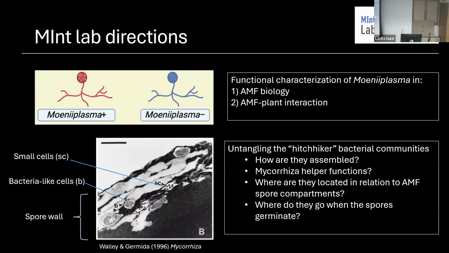I may have missed this, but is the population of bacteria in the AMF spores the same as in the hyphae? So the question is, is the population of endobacteria in the spores the same as in the hyphae? And the answer is we don't know. The known endosymbionts are known to be in the hyphae. But for the newly discovered symbionts, we don't know. And that's something that I would like to do.